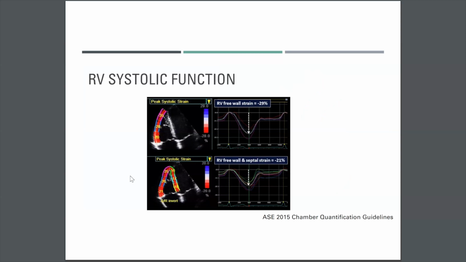Some of the more novel ways we can evaluate RV systolic function is using RV strain. This can be performed with just the RV free wall strain, or an average of the RV free wall and the ventricular septum. The cutoff for RV strain is similar to the LV strain at -20%. I think for research purposes, this is certainly being used a lot more than in clinical practice.